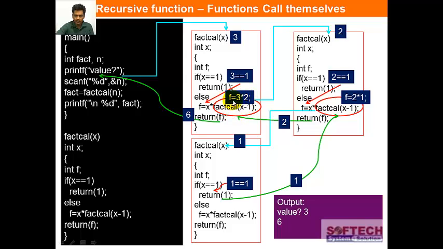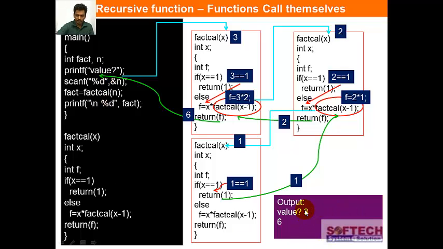So here it is 2. Already x is 3 in this copy. 3 into 2 is 6, so f value is 6. So it returns that 6 and transfers it to the called area. This one is the calling area for this copy, so it returns here. This is the calling area. Return here. So that 6 is assigned to fact. Display 6.